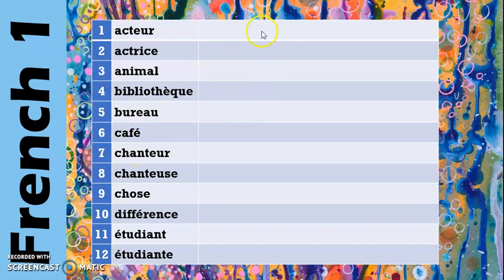I've got some words here, and I just want to show you just how noun gender is sometimes random, but sometimes you can have clues. For example, the word acteur means actor. Now, what do you think actor is? Is it going to be masculine or feminine? The word actrice means actress. Do you think that word will be masculine or feminine? Or how about the word animal? Do you think that word's going to be masculine or feminine? Bibliothèque. Library. Is library going to be masculine or feminine?